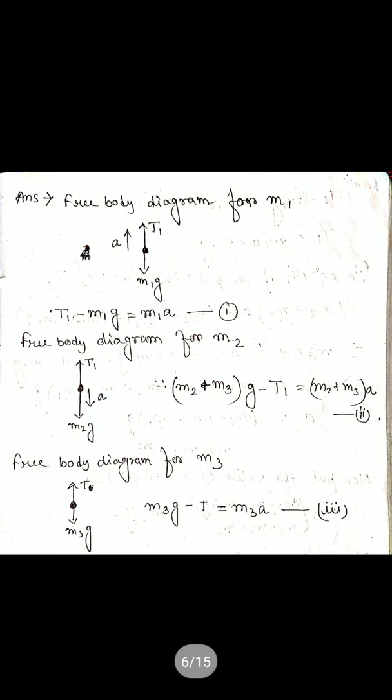So just one correction is here for the free body diagram for M2. In place of M2 into G, you write M2 plus M3 into G. Okay.